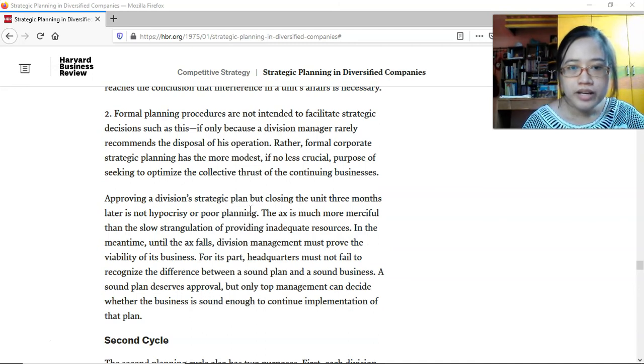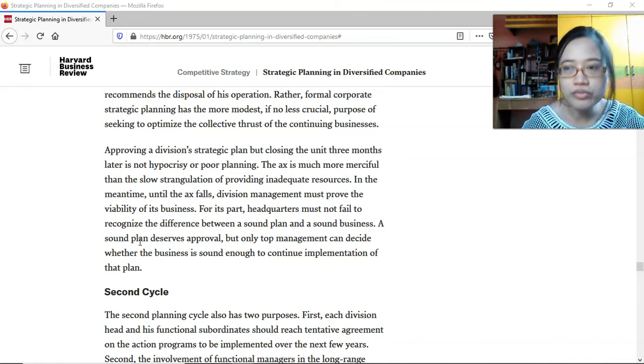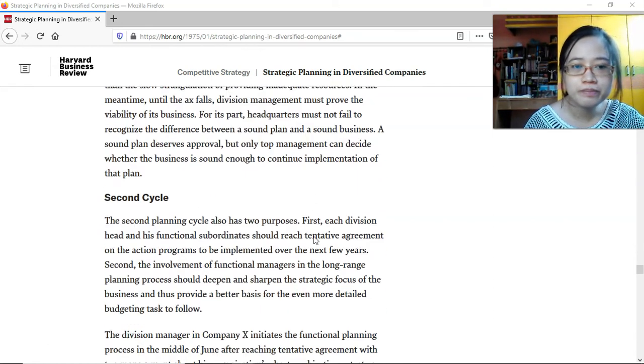Approving a division strategic plan but closing the unit 3 months later is not hypocrisy or poor planning. The act is much more merciful than the slow strangulation of providing inadequate resources. So, mas maganda kasi yung, early on, matigil na yung operation kaysa naman mag-eat up pa siya nung resources ng business, which would be more detrimental to the business, di ba? In the meantime, until the act falls, division management must prove the viability of its business. For its part, headquarters must not fail to recognize the difference between a sound plan and a sound business. Kasi minsan, not all sound plans can become sound businesses, di ba?